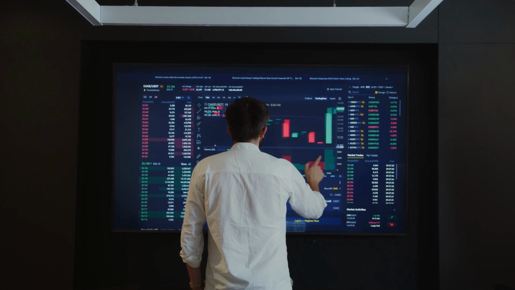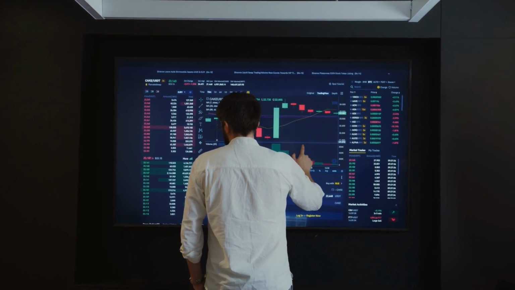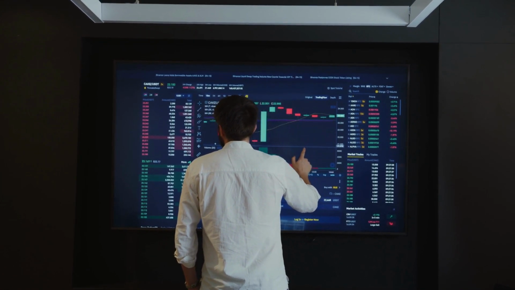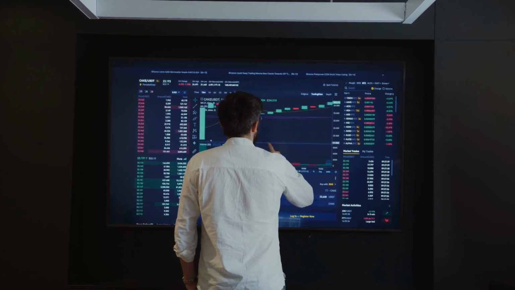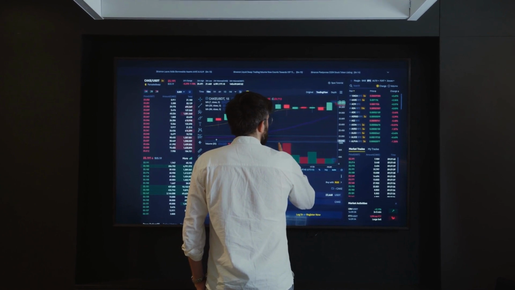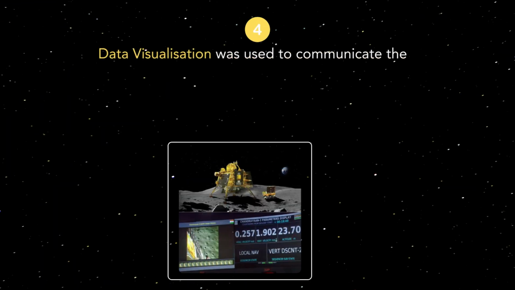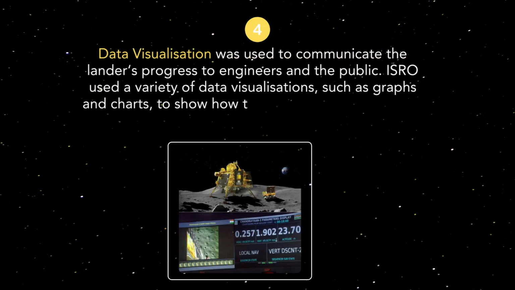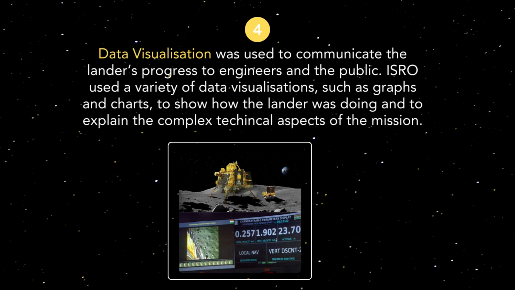This data was collected from sensors on the lander and transmitted back to Earth, where it was analyzed by the ISRO engineers. This allowed them to make sure that the lander was on course and to take corrective action if necessary. Data visualization was used to communicate the lander's progress to engineers and the public.